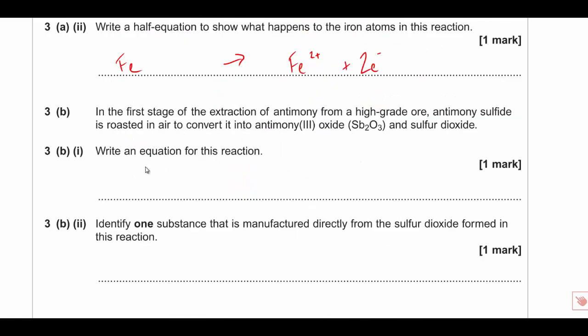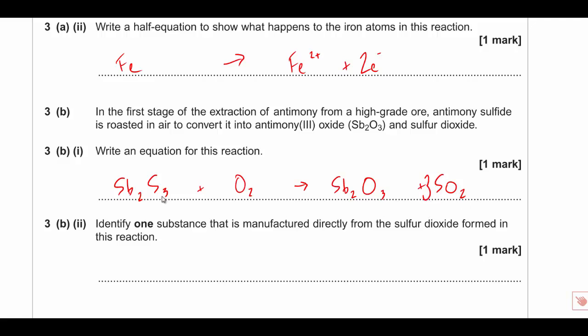First stage, the extraction of antimony from a higher grade ore. Antimony sulfide is roasted in air to convert it to antimony 3 oxide, Sb2O3, and sulfur dioxide. So antimony sulfide, again, what was that? Sb2S3. We're going to react it with oxygen, roasting in air. We're going to produce Sb2O3 and sulfur dioxide.